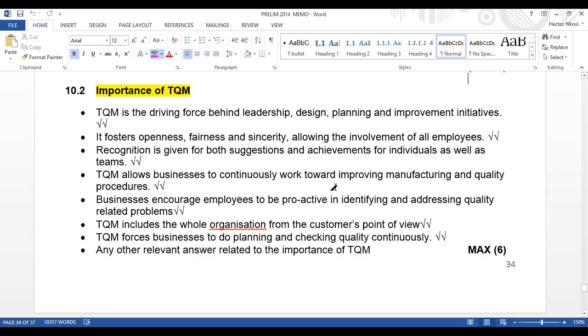Also, TQM includes the whole organization from the customers' point of view. That's another important view about TQM. Also, TQM forces businesses to do planning and checking of quality continuously. Any other relevant answer is the importance of TQM. So meaning, guys, the list is endless.